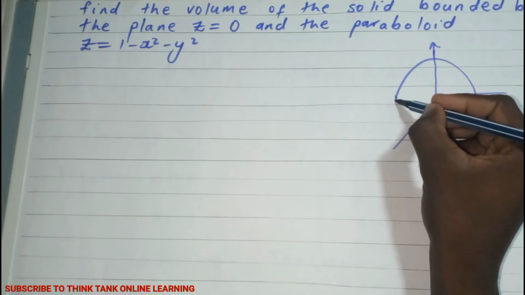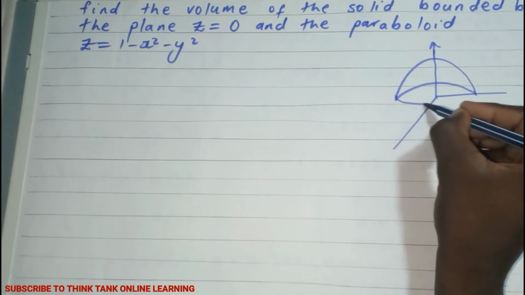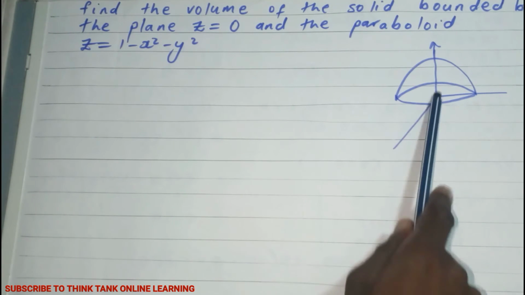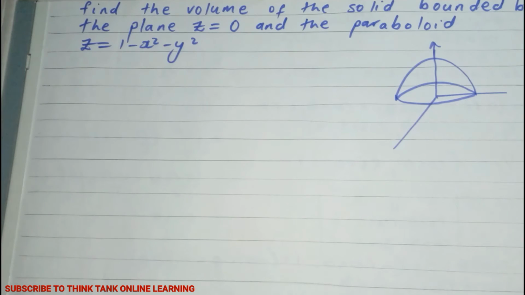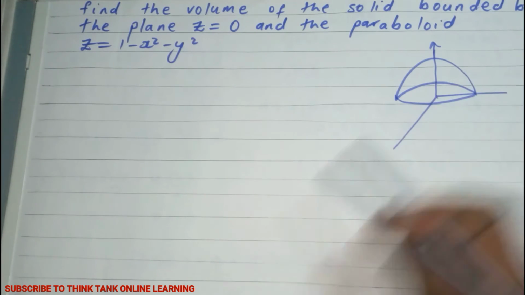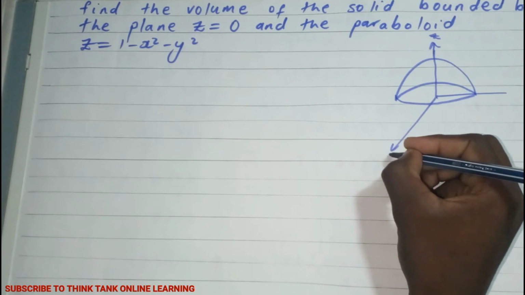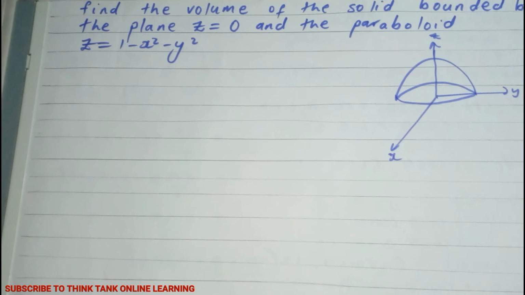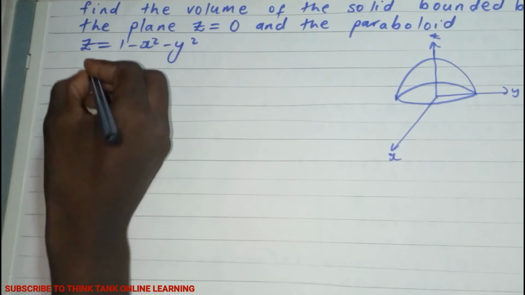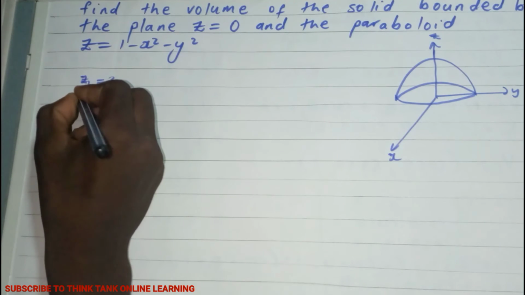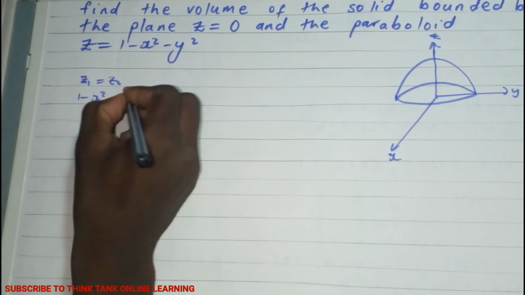And this point is 1, but I don't need that. So now, using cylindrical coordinates, if I'm given a problem like this, we get our limits from the shadow of this shape. This is x, this is y. What's going to be this shadow? Let's solve these equations simultaneously. z1 equals z2, so I'm going to have 1 minus x squared minus y squared equals 0.